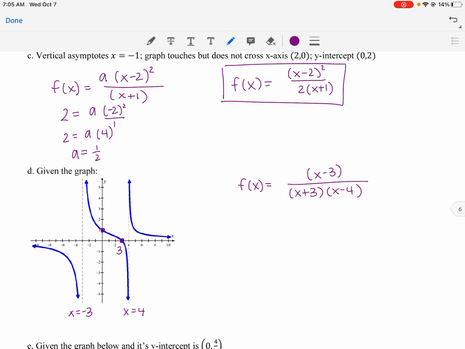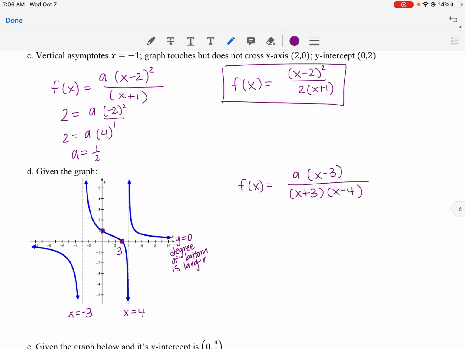I've got a y-intercept of 1. Okay, I'm going to come back to that, but it means that we do need some a we're solving for. This horizontal asymptote of y equals 0 just means the degree of the bottom is larger. As you look at what we've set up, I do have a second degree on the bottom and a first degree on the top. We're good there. So now let's just double check our y-intercept.